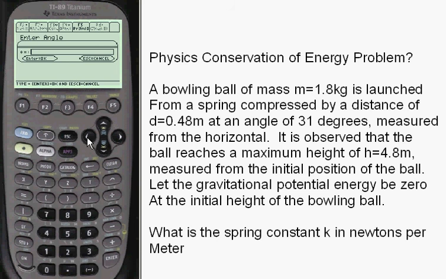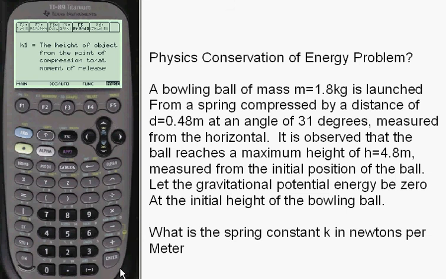They're asking for the angle, alpha 3.1. Yep, that's correct. And now the compression, alpha 0.48, meters, number 4. And they all look good here, so we're going to continue. The height of the object from the point of compression to the moment of release. Okay. That's the initial.